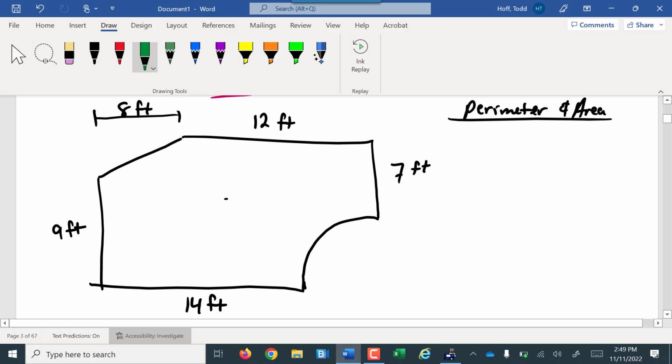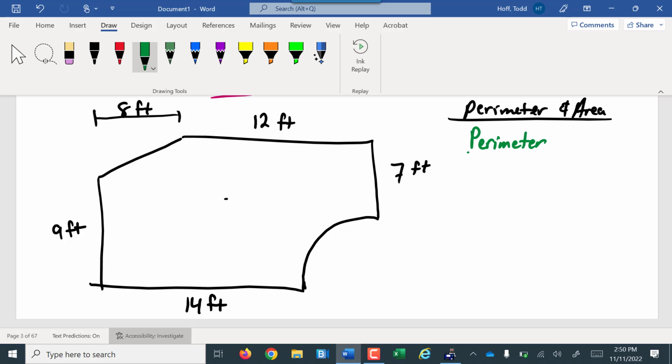So let's start out with perimeter. Only because doing the perimeter is going to give away some of the things we need for the area. One of the things I need to know is this distance here. So let me lead you to it. What's this distance here have to be? 6 feet, right? Just because 8 and 12 makes 20, so 14 and 6. If that's 6, this has to be 6.